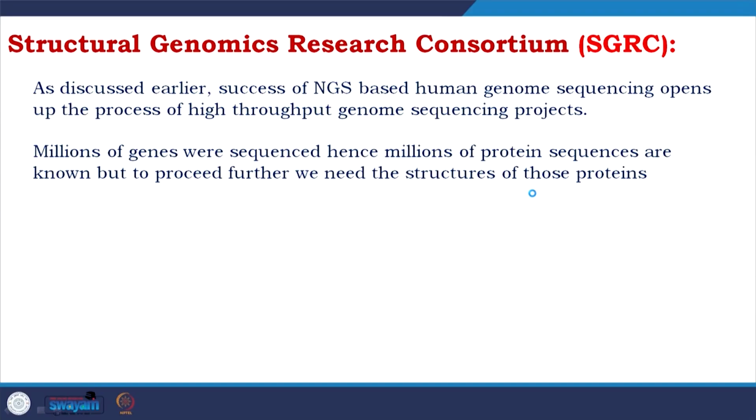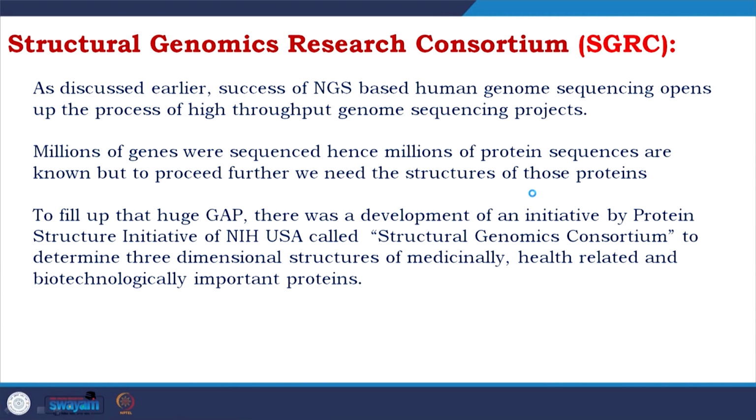The high throughput gene sequencing projects are providing them millions of genes, and that means they have millions of protein sequences, but to proceed further, to go for biomedical problems, disease identification, drug development, they need more structures, more folded proteins, and there is a huge gap I have already discussed. To fill that gap, the Protein Structure Initiative of the National Institute of Health US developed the Structural Genomics Consortium to determine the 3-dimensional structure of medicinally, health related and biotechnologically important proteins.